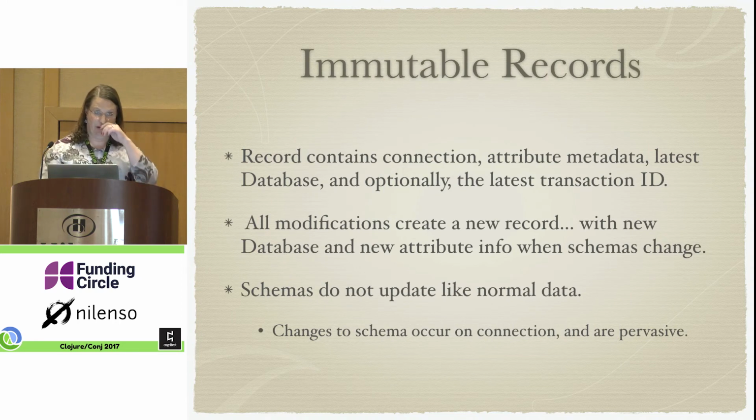Now, the implementation of a protocol we do through a record, and of course the records are immutable. The record contains the connection, the attribute metadata so that we don't need to query for it again, the latest DB, and possibly the most recent transaction ID. If we perform anything that results in a new database, we need a new record. Avoiding the reread of the schema metadata does need some extra bookkeeping, and that's because transact operations are usually compatible with each other regardless of state, so we can ignore the state of the connection, but updates to the schema change that. So we consider an update to the schema as being a state change for the connection and that it's pervasive across the system.